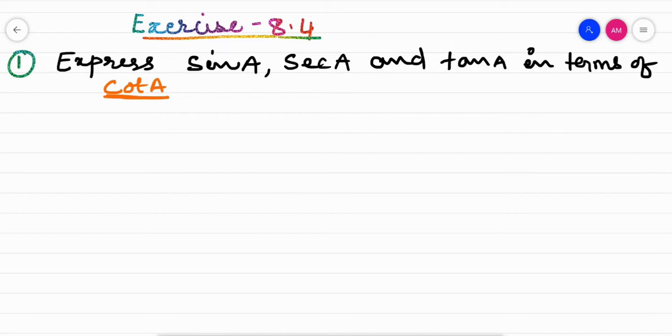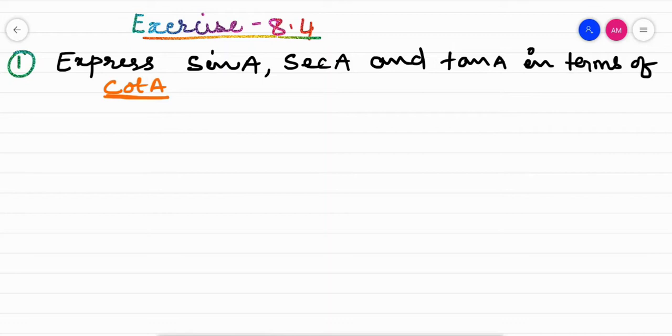Children, in the previous class, you have learnt three identities. Sine square theta plus cos square theta is equal to 1. 1 plus tan square theta is equal to sec square theta. And 1 plus cot square theta is equal to cosec square theta. Now you have to find out which identity suits the best to use here.